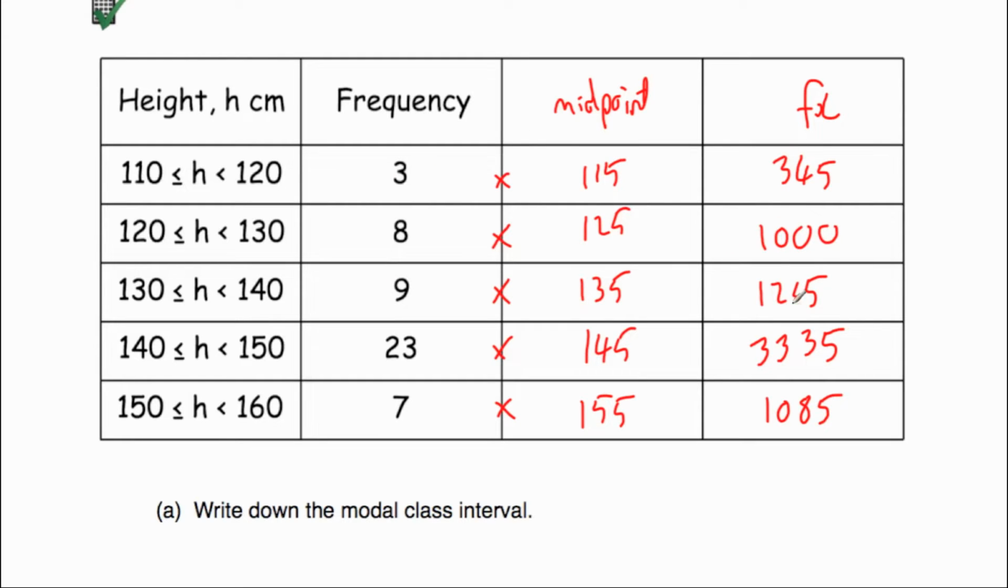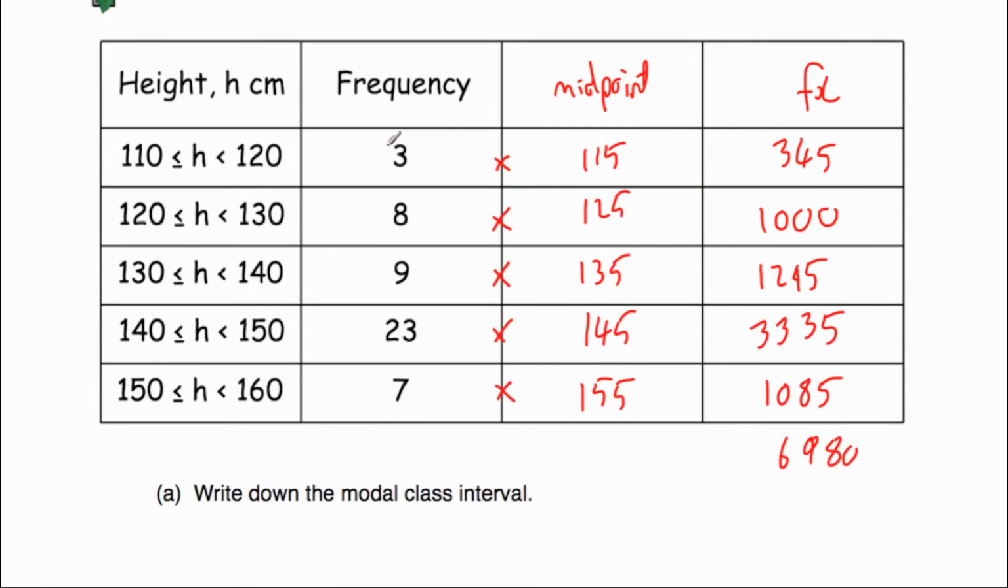Now what we're going to do is add up that fx column, and that will give us our estimate for the total height of the students. When we add those up, we get our answer of 6,980. Now that's our estimate for the grand total. Now we need to divide it by how many students there were. And in the question it did say there were 50 students, and if you wanted to you could check by adding up the frequency. So 3 plus 8 is 11, plus 9 is 20, plus 23 is 43, plus 7 is 50. And now we just need to do 6,980 divided by 50, and that'll be our estimate for the mean height of the students.